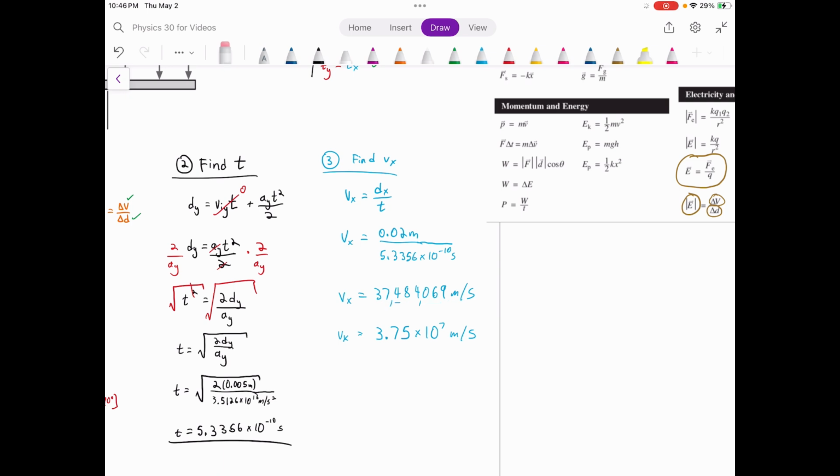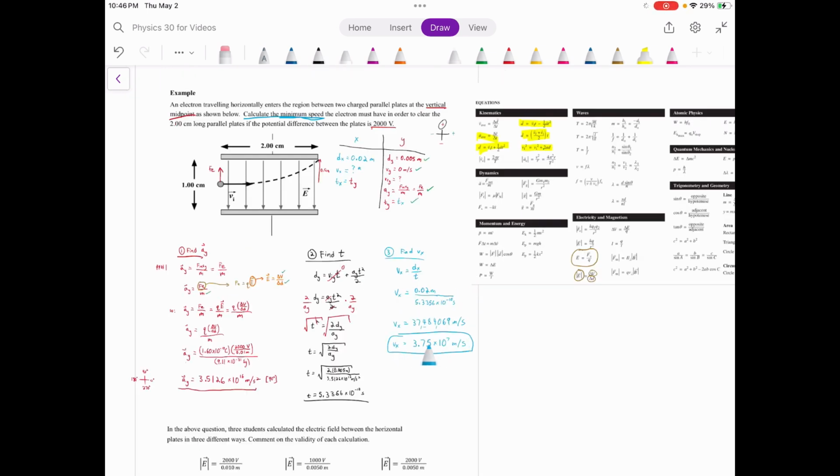Okay, so there we go. We figured it out. If it were moving that fast sideways, it would travel 2 centimeters sideways in the time that it would take to travel this far, half a centimeter, vertically, based on the forces involved and therefore the accelerations involved, right? And that's the logic we just followed through there.